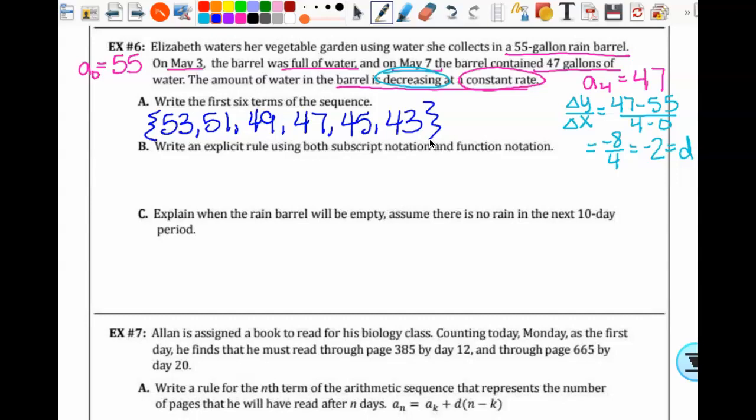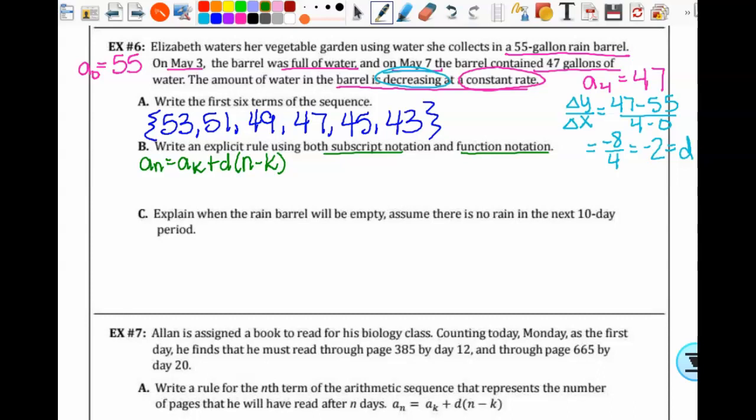All right, we're going to write an explicit rule using both subscript notation and function notation. To do that, we need our generic a sub n with the k and stuff in it. I'm going to write it down without you looking up here. Try and write it down from your brain: a sub n equals. Once you've written it down out of your brain, double check with me and make sure your brain is right. We're good? Okay.